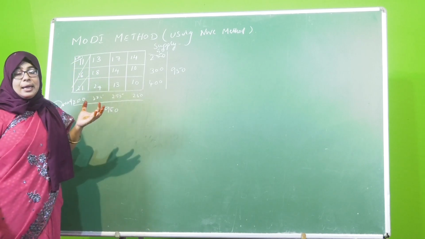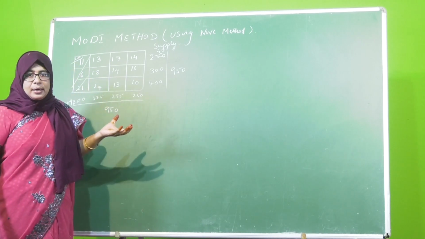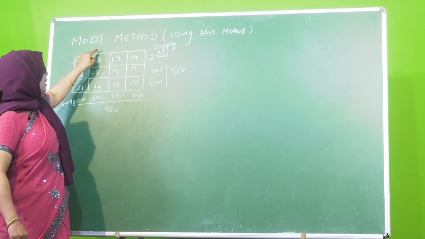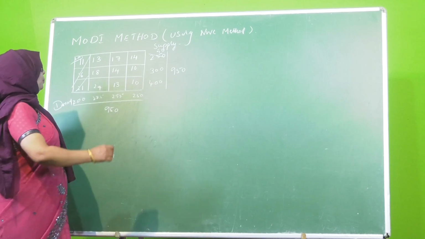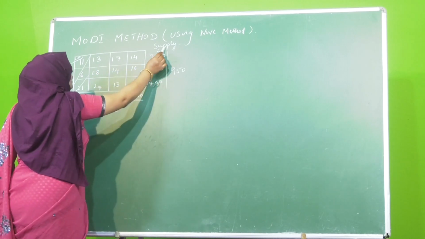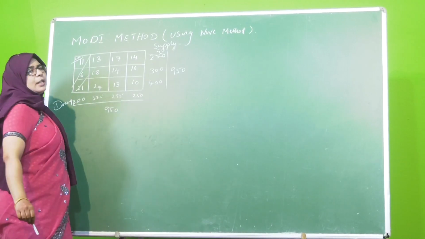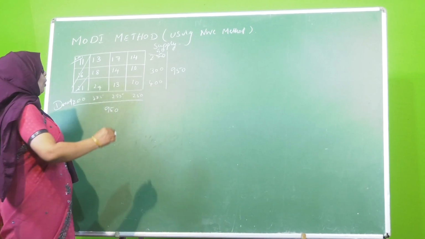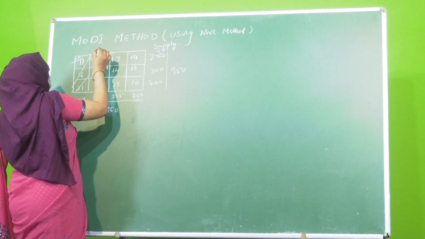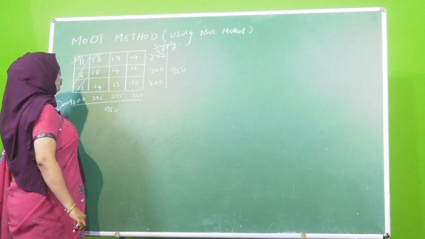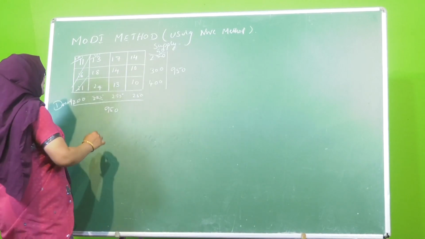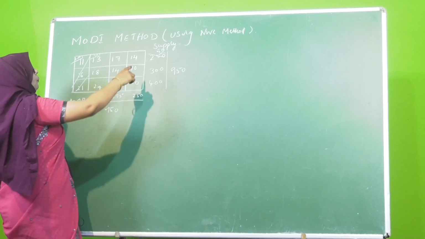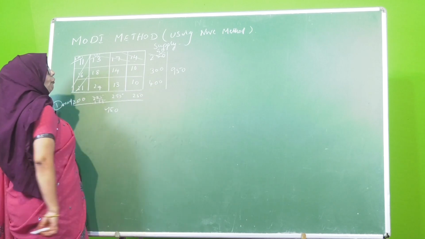Now, which one is the northwest corner element among these elements? Obviously, the north and west element is 30. The row element is 50 and the column element is 225. Among these two elements, which one is the minimum? Obviously, 50 is the minimum. So, 225 minus 50, that is 175. So, 50 is allocated and the row vanishes.